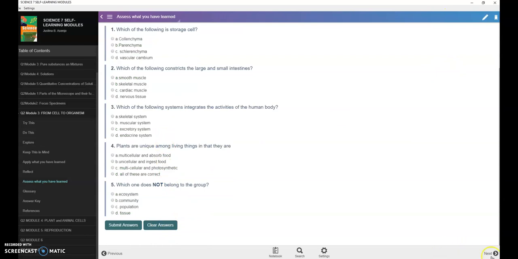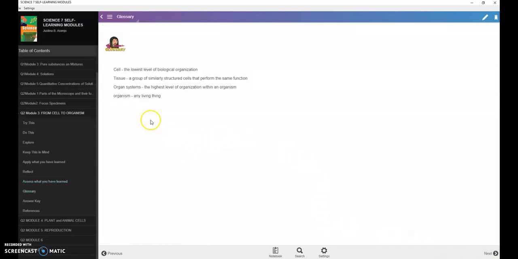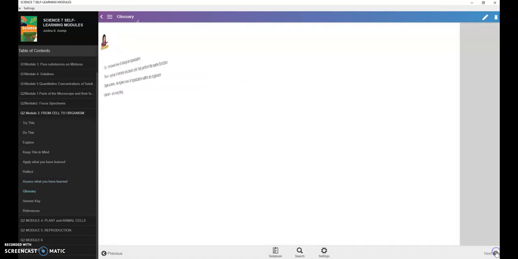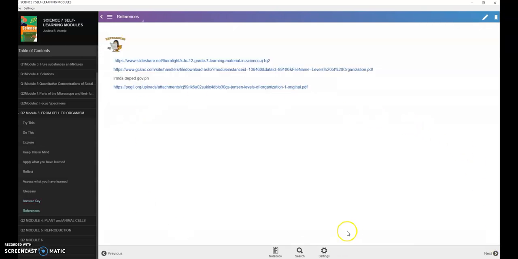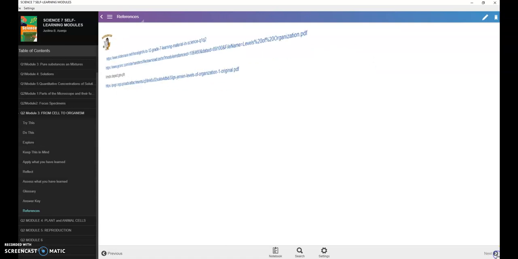Alright? So, napakadali, no? And dito, okay, sa glossary natin, these are the possible answers of the organs that are shared by two systems. So pancreas, for example, shared by endocrine and digestive systems, pharynx, respiratory and digestive systems, then the testes or the ovaries, endocrine and reproductive systems. And many more. There are so many organs shared by two systems. So these are the references.